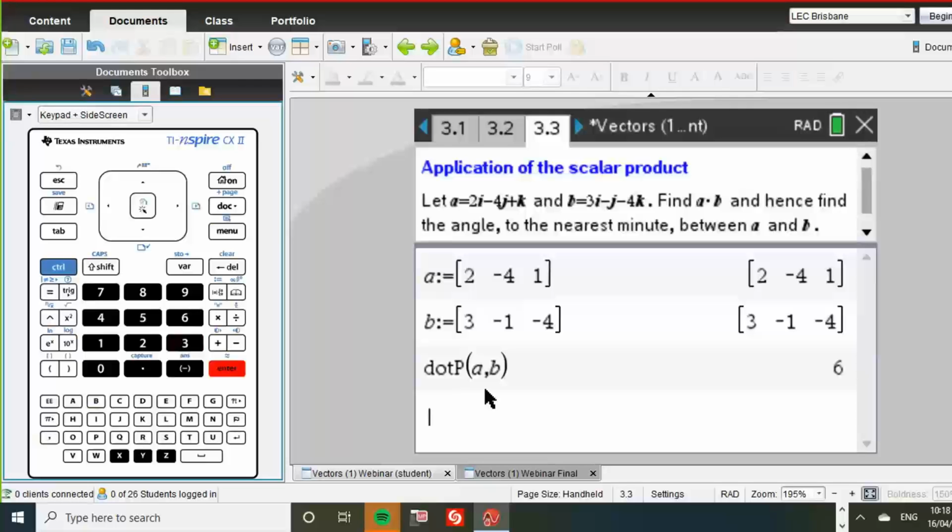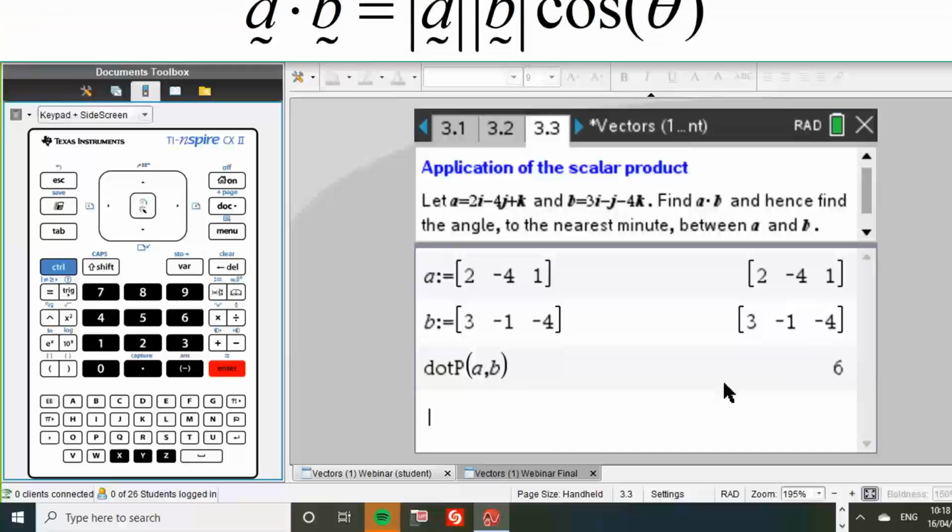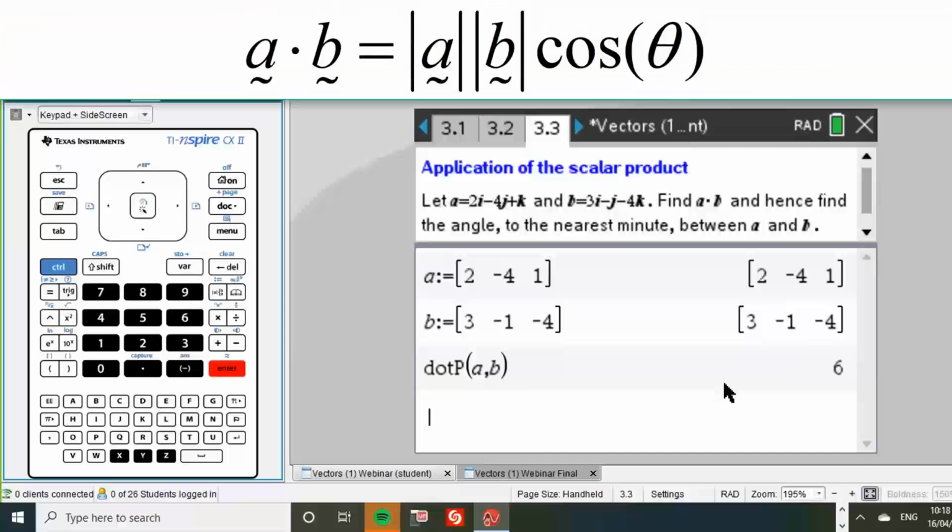You can check that by saying, okay, 2 times 3 is 6, negative 4 by negative 1 is 4, 1 by negative 4 is negative 4, so 6 plus 4 minus 4 is 6. Be aware that there'll be questions where you will not be allowed to use your technology, and if you are using the technology, just make sure that you've got a good idea that the answer you've obtained makes sense. Now, the next thing we want to do: our formula is A dot B is the magnitude of A times the magnitude of B times cos theta.